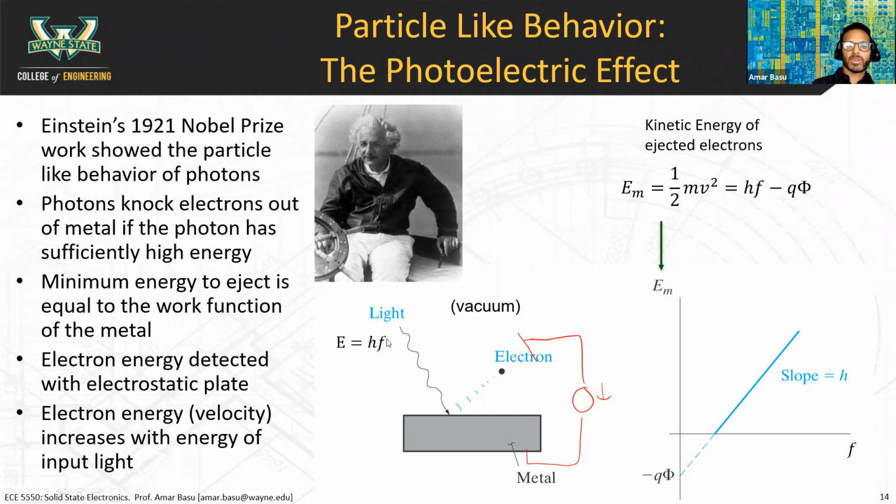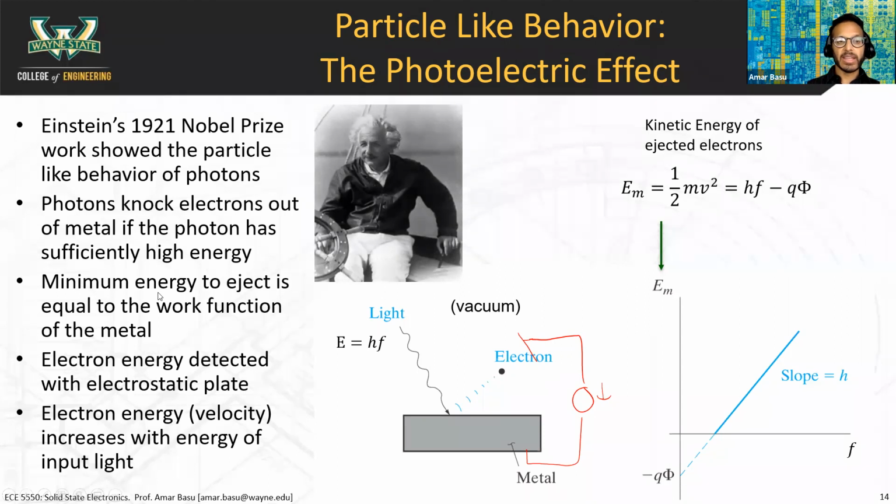Okay, so think about just throwing a tennis ball at a wall and you want to knock a part of the wall off. That's the way that I like to think about the photoelectric effect. Kind of a simplistic model. If you want to knock off a part of the wall, you have to have a minimum energy. You have to have sufficient energy in order to eject an electron.